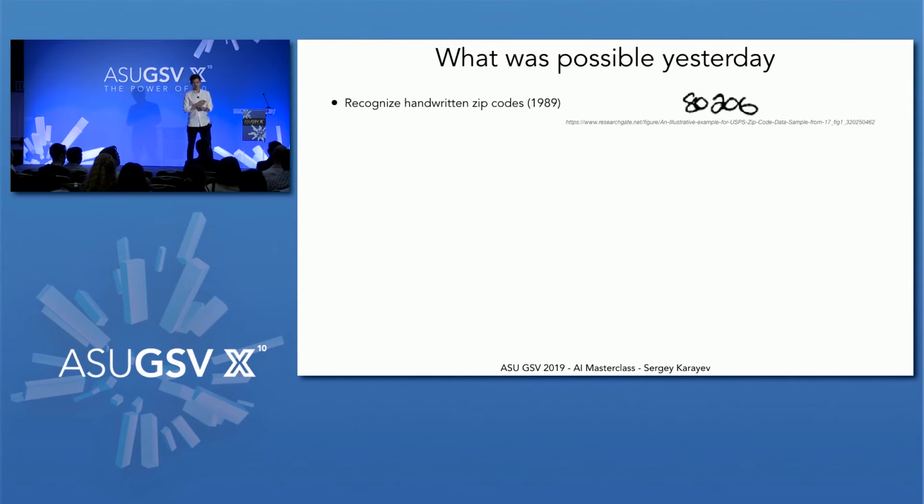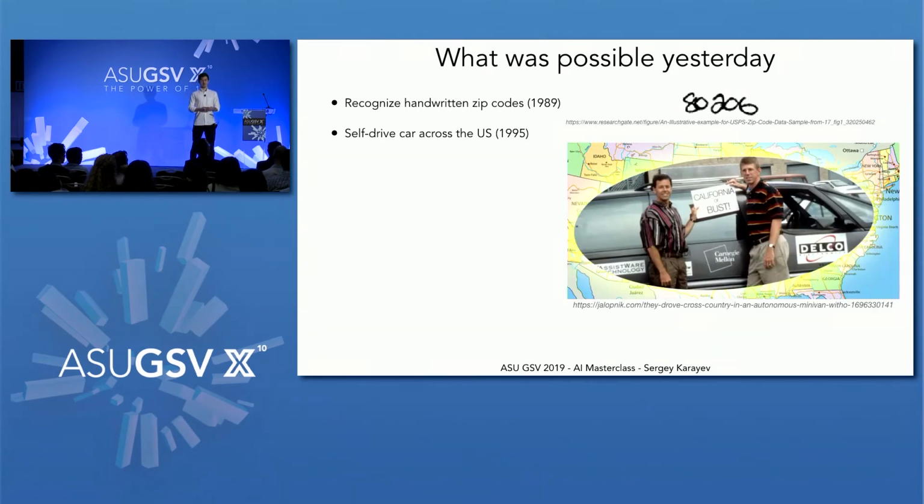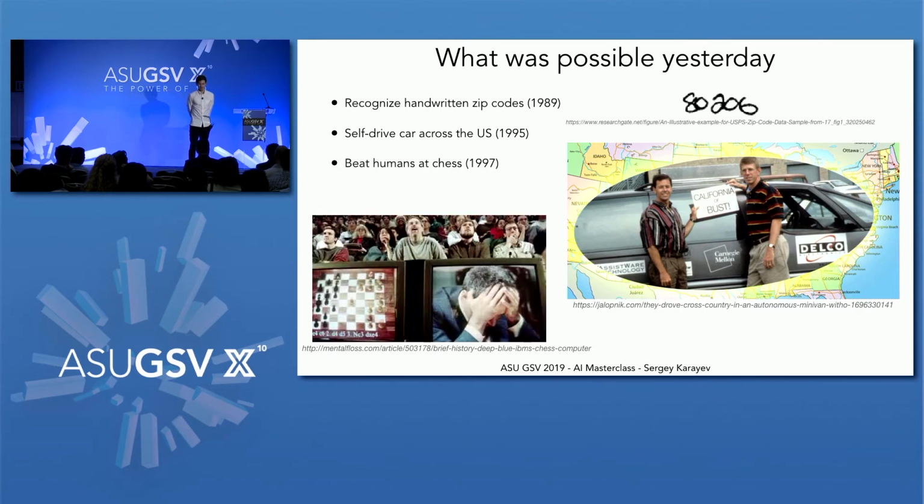Here's what was possible yesterday. We can recognize handwritten zip codes since the late 80s. The first self-driving car actually drove from CMU to Stanford in 1995. No hands on the steering wheel, no feet on the pedals. The caveat is that it just took a freeway, so it's not super difficult. Beat humans at chess in 1997, Garry Kasparov and IBM Deep Blue. And the Roomba robot, a lot of us probably have, it just vacuums the floor. It is intelligent in some sense.